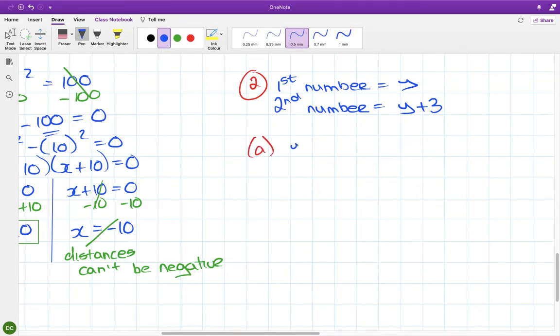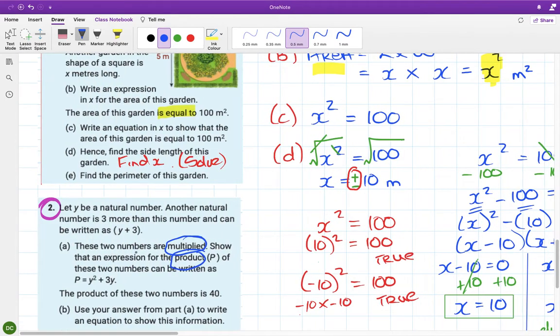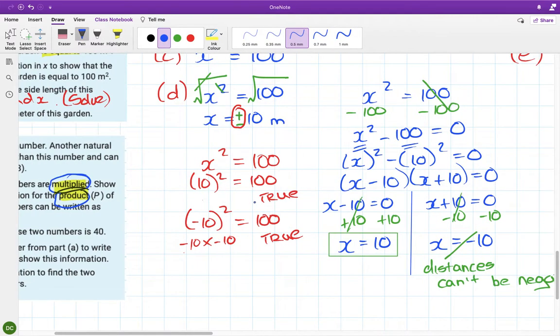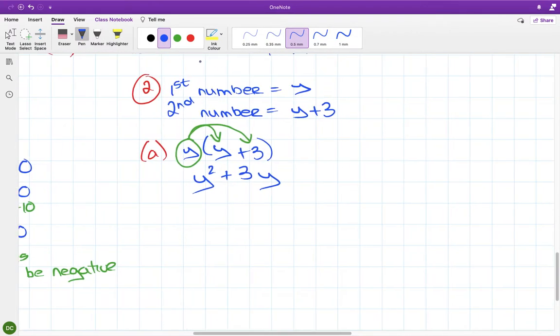I'm going to take y and multiply it by y plus 3. I'm going to take this y and multiply it by this one, and multiply it by this one. So y by y is y squared, and y by 3 is 3y. Is that right? Yeah, y squared plus 3y. Then it says the product, and again, remember that product and multiply mean the same thing. The product of these numbers is 40. Use your answer to part A to write an equation. Okay, so there is the product.